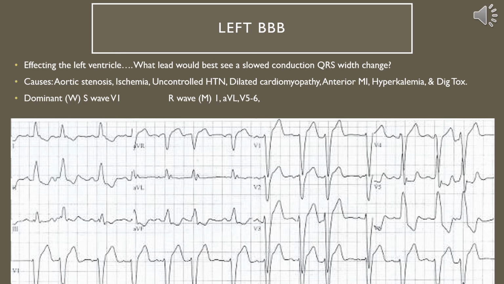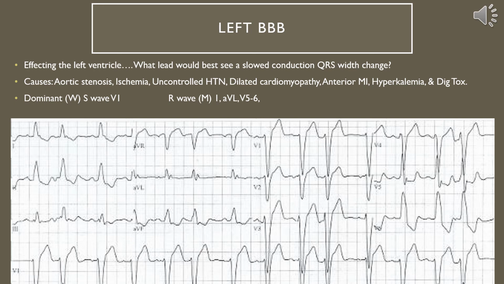This is going to cause the same kind of W and M formation, except it's going to appear on different leads. So your W, that dominant S wave formation, you can generally see in V1. And so you see that deep, deep S wave. On V1, you can see how deep that is. That's a deep complex on the QRS. And then on your R wave, you're going to see that M formation. You can see it on lead 1, your aVL, and your V5 through V6.